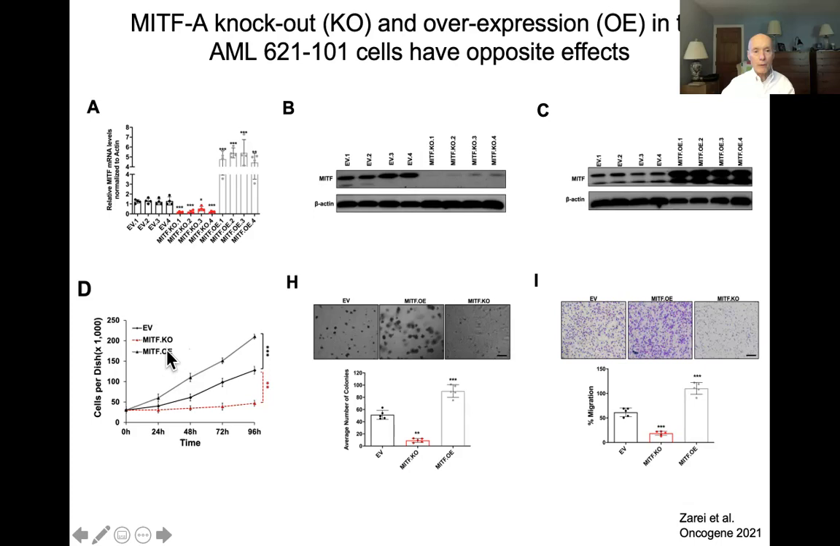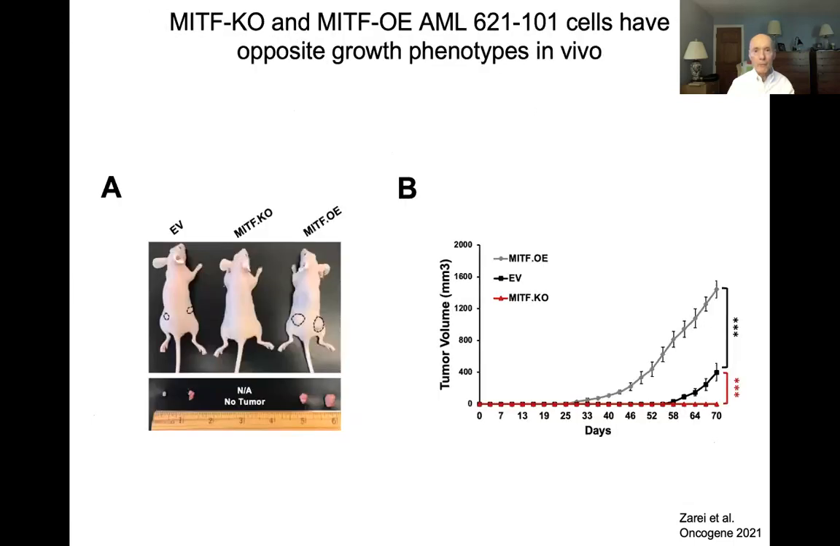Most important is that the OE cell lines grew faster, cells per dish here, compared to the empty vector transfected 621 cells. And that control line was also much faster in growth compared to the MITF knockout line. This is also seen in a low dilution clonal growth assay and in assays of migration through a transwell membrane. This work is now published in Oncogene, and the majority was done by Masa Zarai, a fellow in my group.